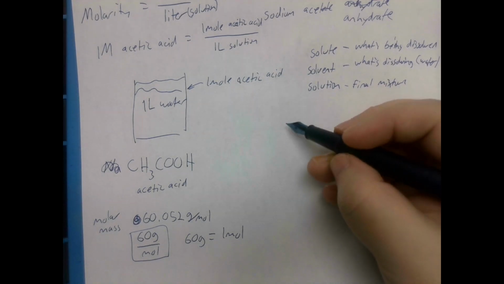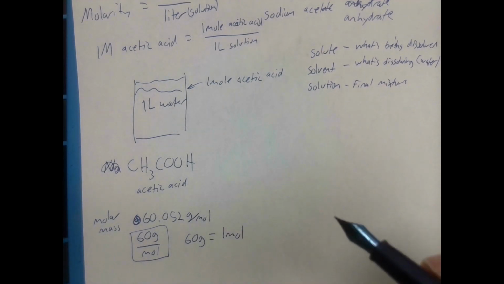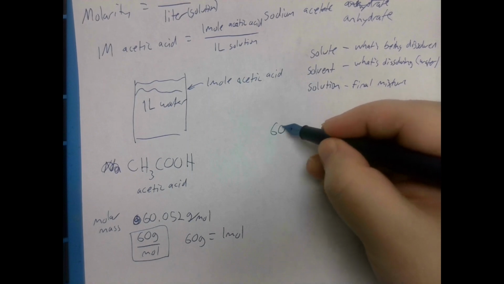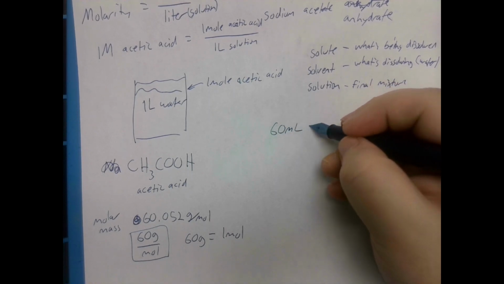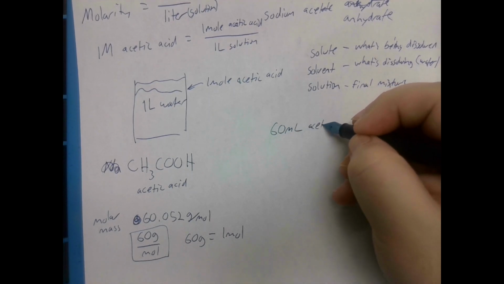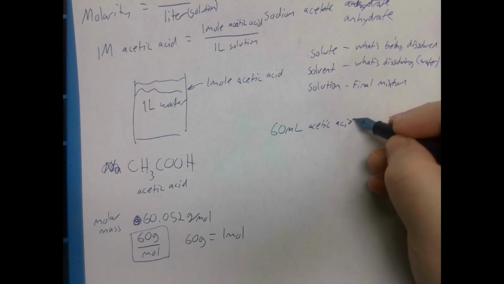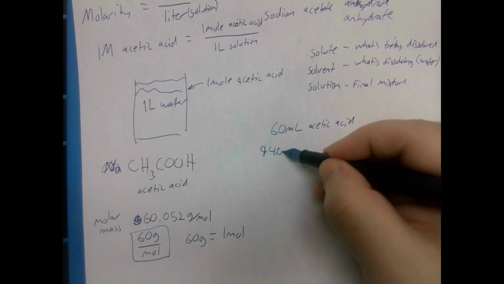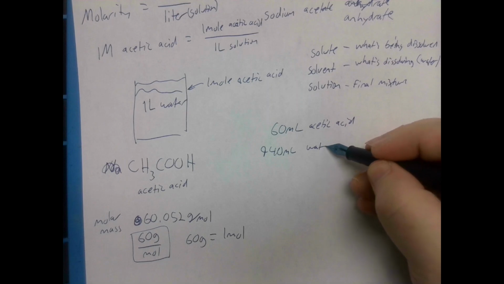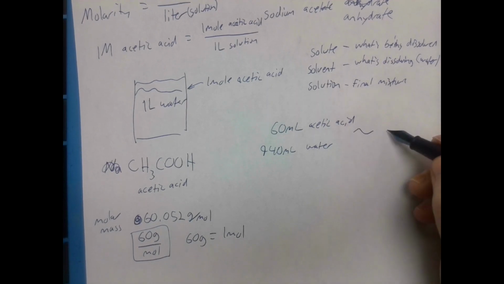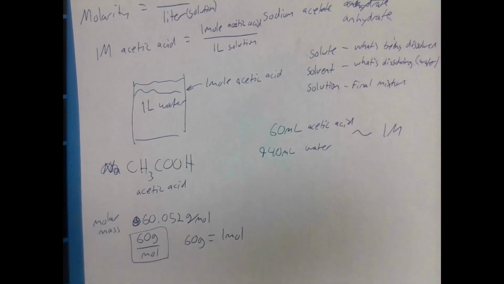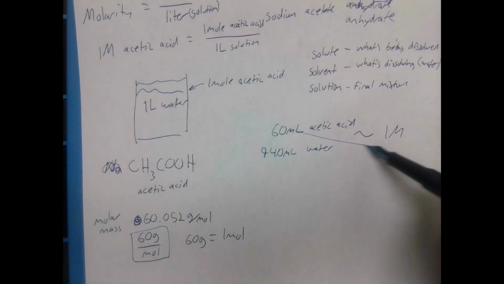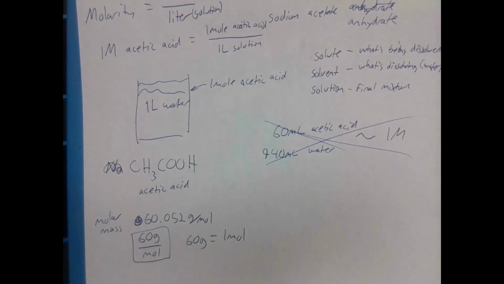If you assume that they're the same density, and you did 60 milliliters of acetic acid, and then 940 milliliters of water. That's very, very, very close to a 1 molar solution. Don't do that though. There's a much simpler way. You are right. You can do very advanced calculations, but there is a very, very simple way.